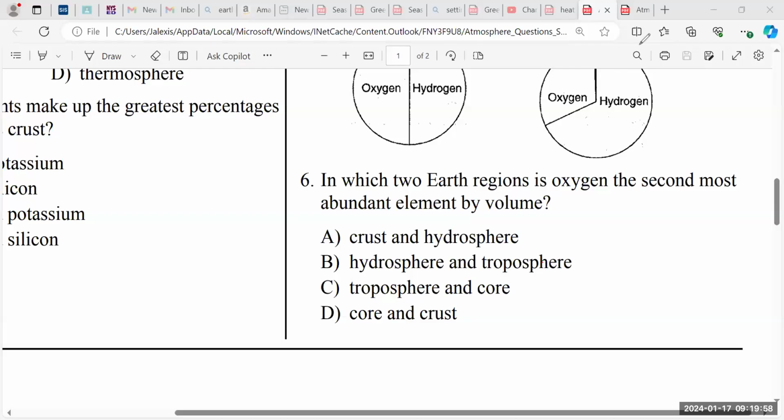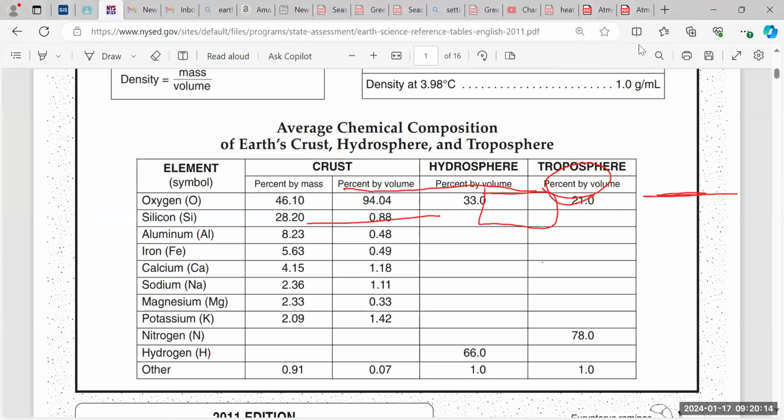All right, number 6, it says, in which two Earth regions is oxygen the second most abundant element by volume? I'm going to go to page 1 of my reference tables. I'm going to go to oxygen. And in oxygen, I need to know, where is oxygen the second most by volume?